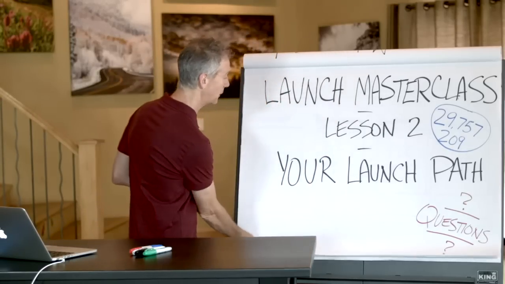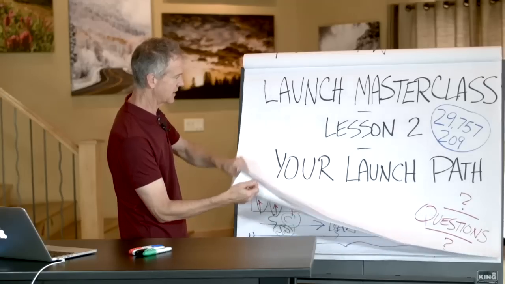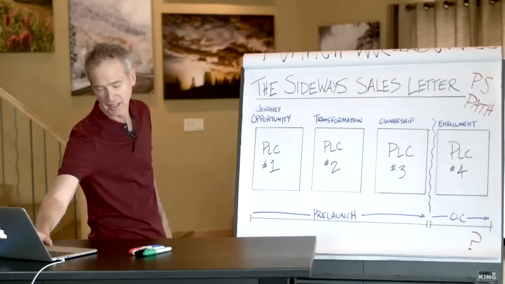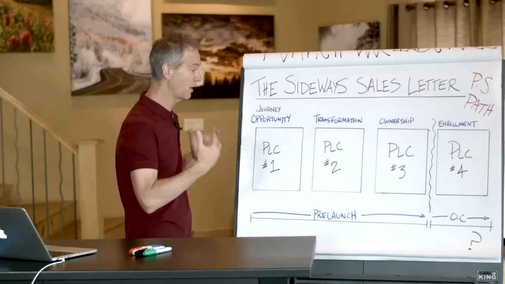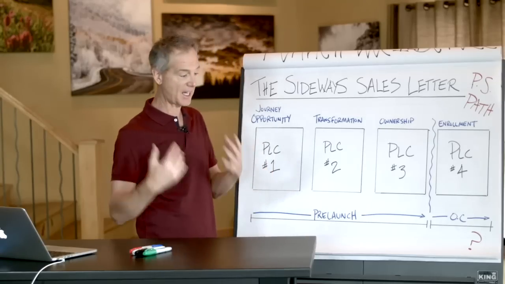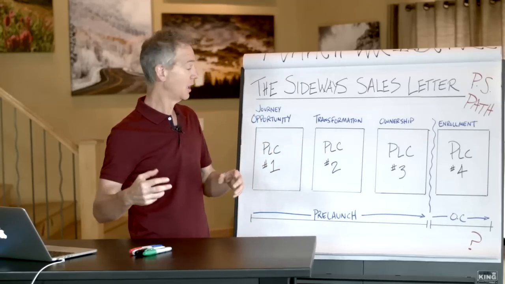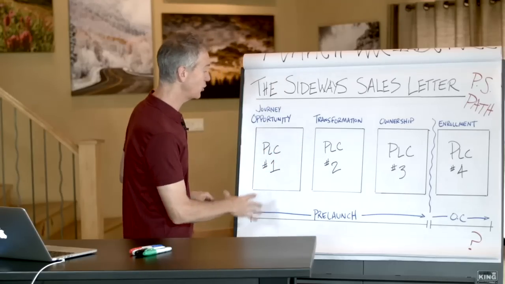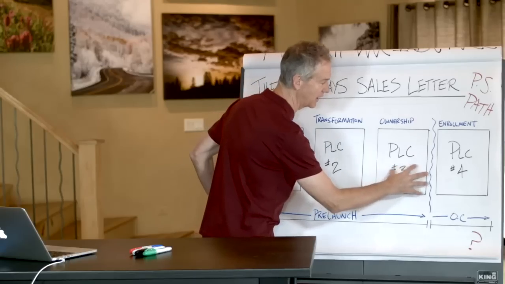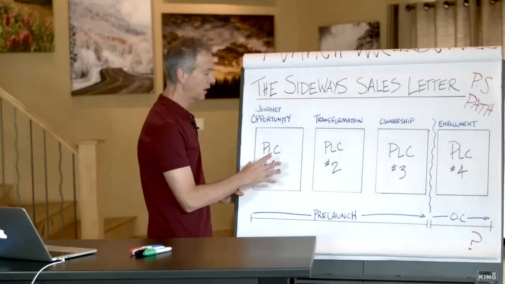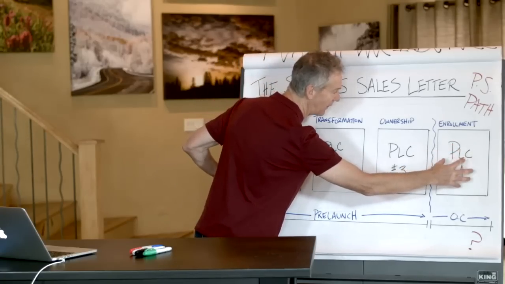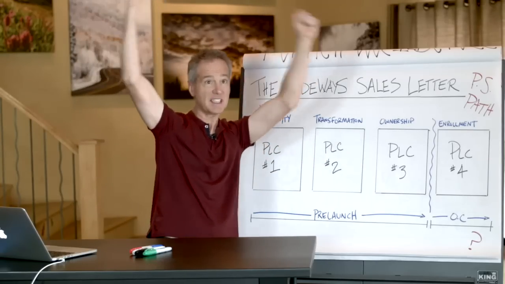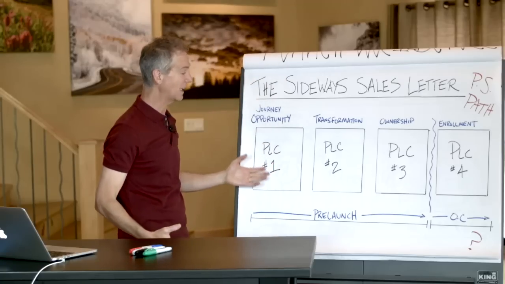So quick review, Lesson 1, we covered the sideways sales letter. You have seen this before. This is the way the top leaders, influencers, experts, gurus, whatever, this is how you launch. This is how you launch successfully: you put out a series of pre-launch content that leads into the offer. Build value, value, value, and then make your offer. It's way better than just screaming, buy my stuff, buy my stuff. This is the way it's done.